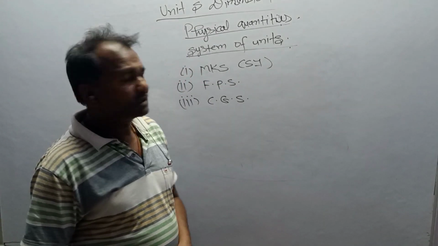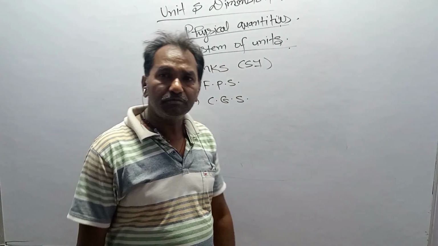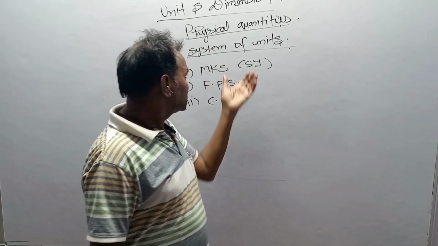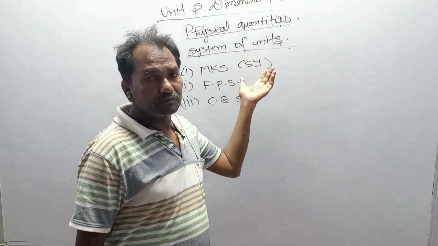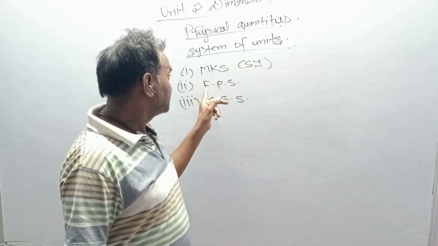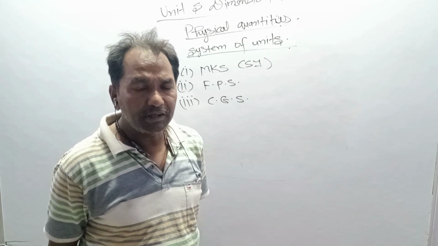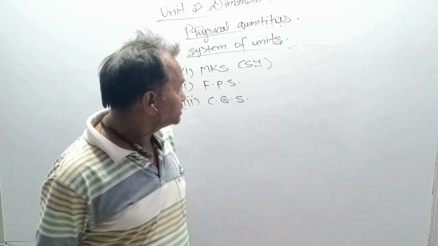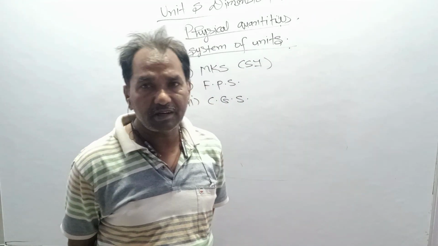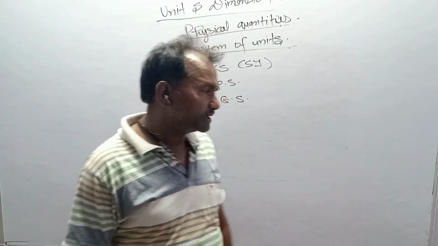Three systems of units are used. First is the MKS, meter kilogram second. It is also called Système International. Actually, it is derived from France, so this is Système International. It's a bit of French taste. Second is the FPS, foot pound second. Even today, in Britain, FPS is used. And third one is CGS, centimeter gram second. Across Europe, even today, centimeter gram second is used.